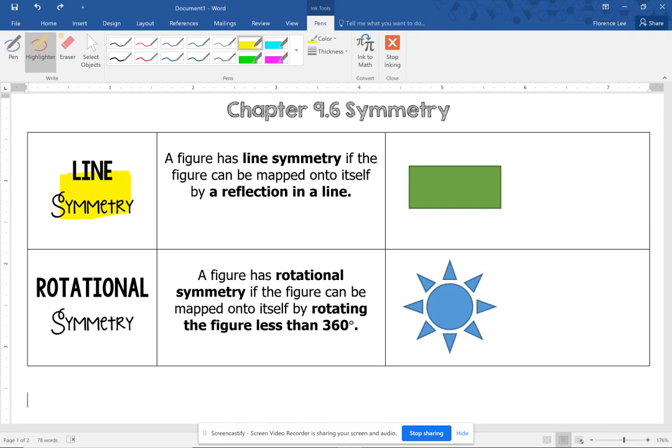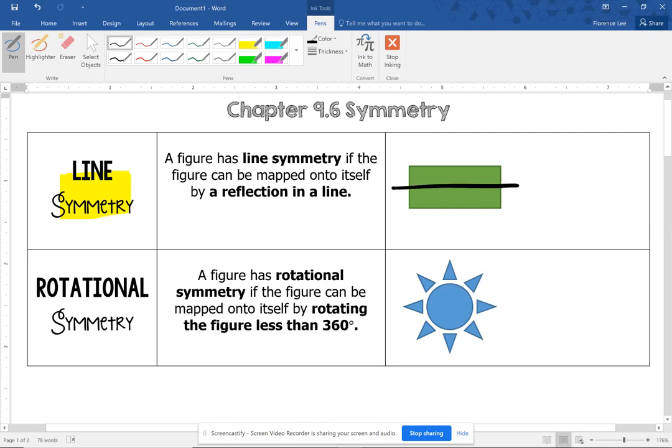So, line symmetry. As I said before, you have done this in elementary school. Take a look at this first shape. I have a rectangle. Where would a line of symmetry be? Most of you would say down the middle, Miss Lee. But you've got to be more specific, right? Down the middle, what do you mean? Someone might say, "Down the middle, like a horizontal line," and I'd say, "That's a much better description."